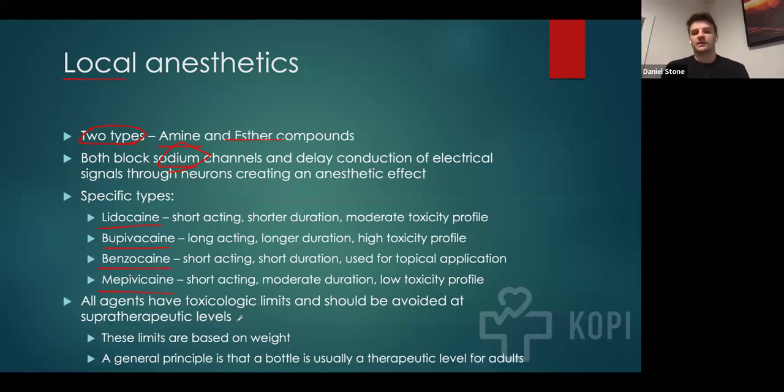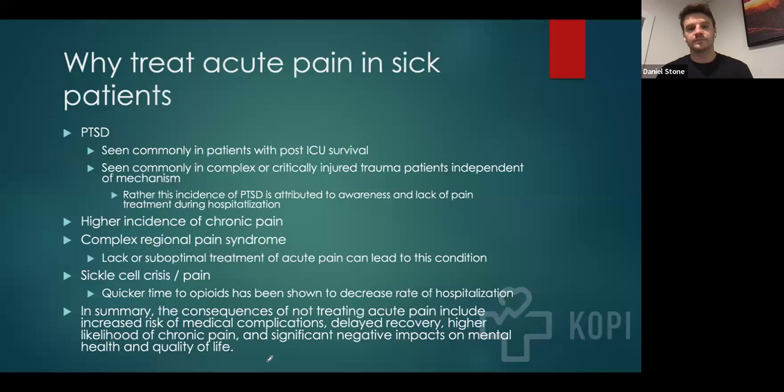There are toxicologic limits to these medications, so you always want to consider that. Usually, it's just considered that a bottle is a toxic limit, and you want to avoid using more than the entire bottle. That's just for obvious reasons, because that's usually the toxicologic limit for a normal adult size patient. So don't use more than a bottle.